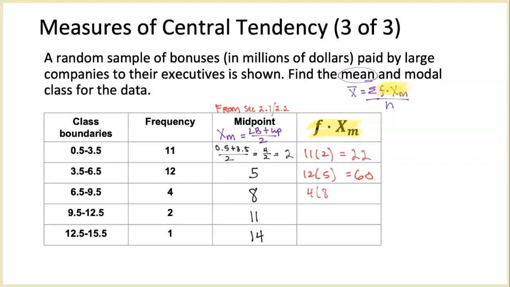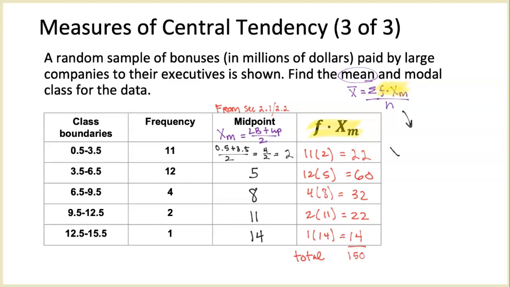And then we complete that process for the rest of the information in the table, and we get values that represent the sum of the bonus for each class boundary. And then to find the mean of the entire distribution, the sample mean, I take the sum of this column, so 22 plus 60 plus 32 plus 22 plus 14. I want to add that together. So we add that together, we get 150.